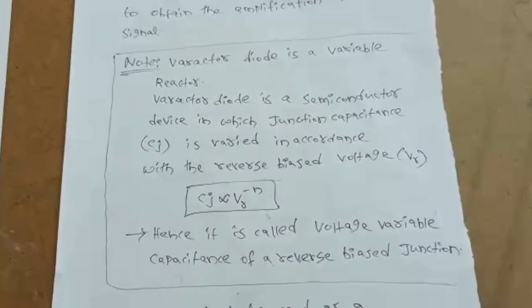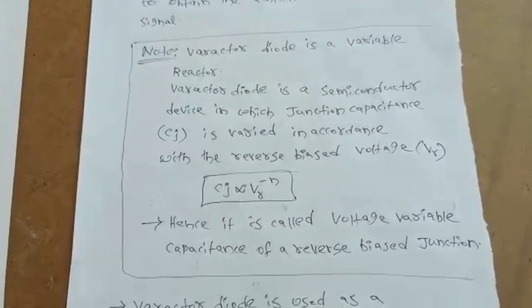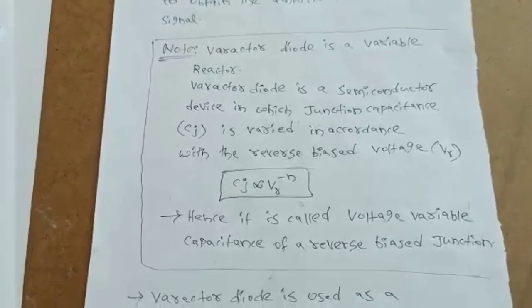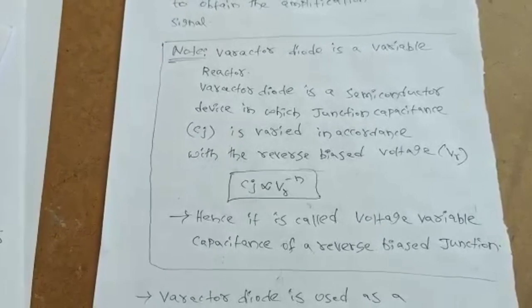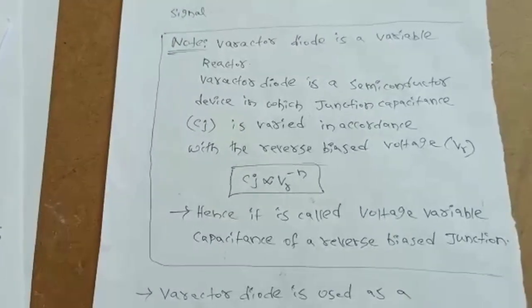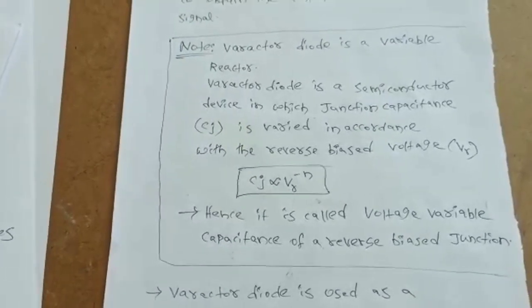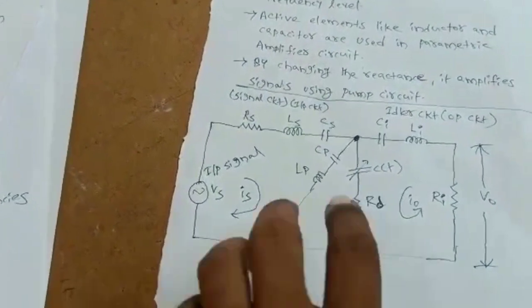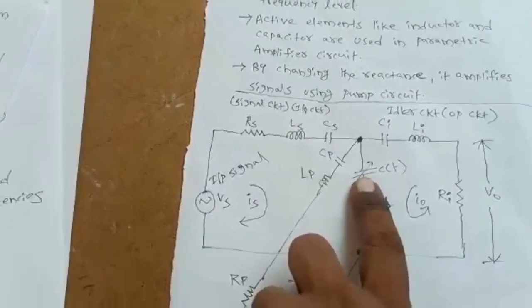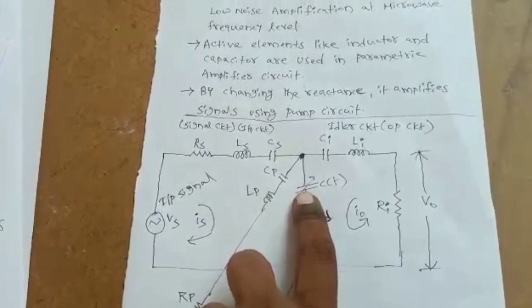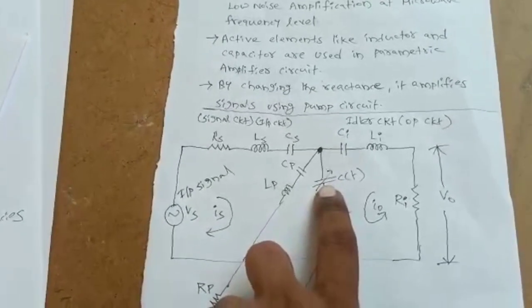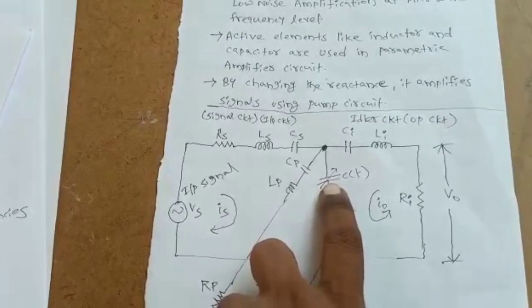voltage Vr. So that's why the junction capacitance Cj is directly proportional to the reverse voltage Vr power minus n, where n is an integer. Hence it is called the voltage variable capacitance of a reverse biased junction. So in the main circuit, this part is called a varactor diode. Varactor diode means we can vary the capacitance. That is the main concept of the varactor diode.